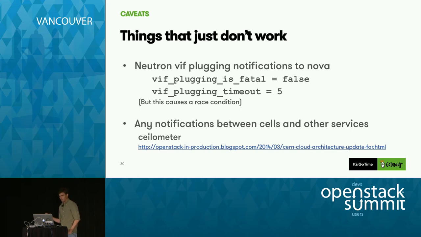It does introduce a race condition, because now Nova is assuming the VIF is going to be plugged and ready to go in 5 seconds or 10 seconds or whatever the timeout is. Yeah, I know. So that's one piece, and that's how we've gotten around it. There are some other patches in play that address this as well. In addition to the Neutron notifications piece, really anything that before was doing notifications between services, or between Nova and something else, isn't going to work, because again, now you have this fundamental disconnect from the message queue perspective, in where things are running and where these things can communicate with each other.